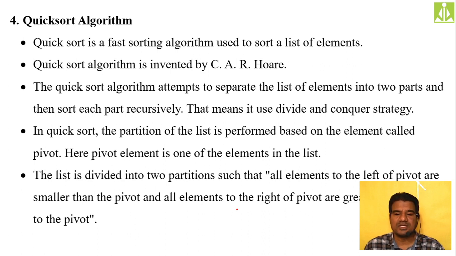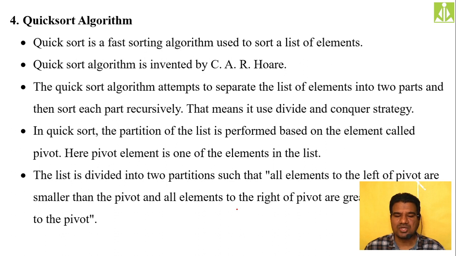The quicksort algorithm attempts to separate the list of elements into two parts and then sort each part recursively. After dividing the list, we apply quicksort on the subparts recursively. That means it uses a divide and conquer strategy: divide the big problem into two subproblems, find the solution to each subproblem, and finally, after having the solutions, combine them.